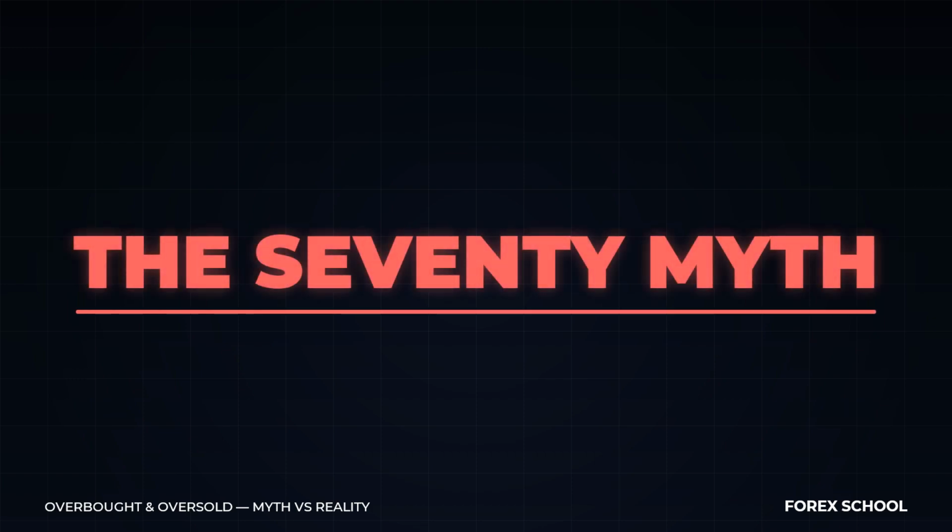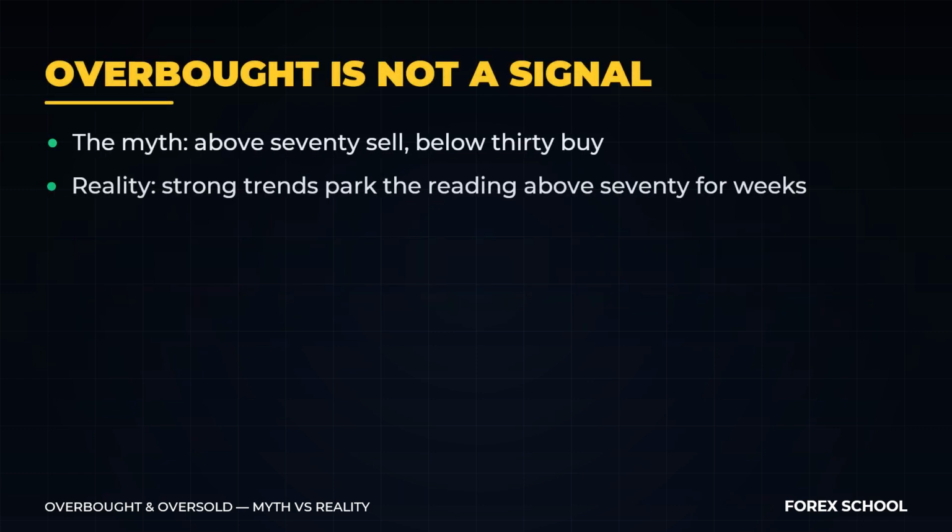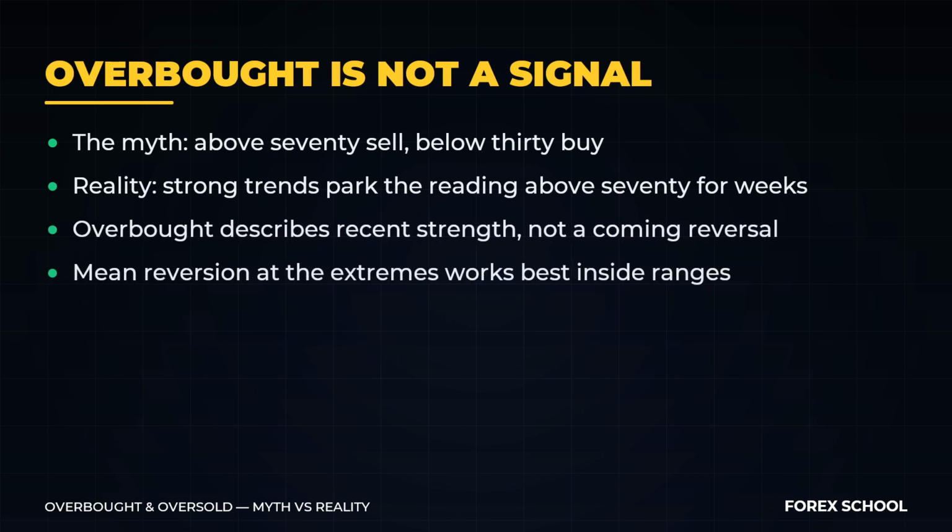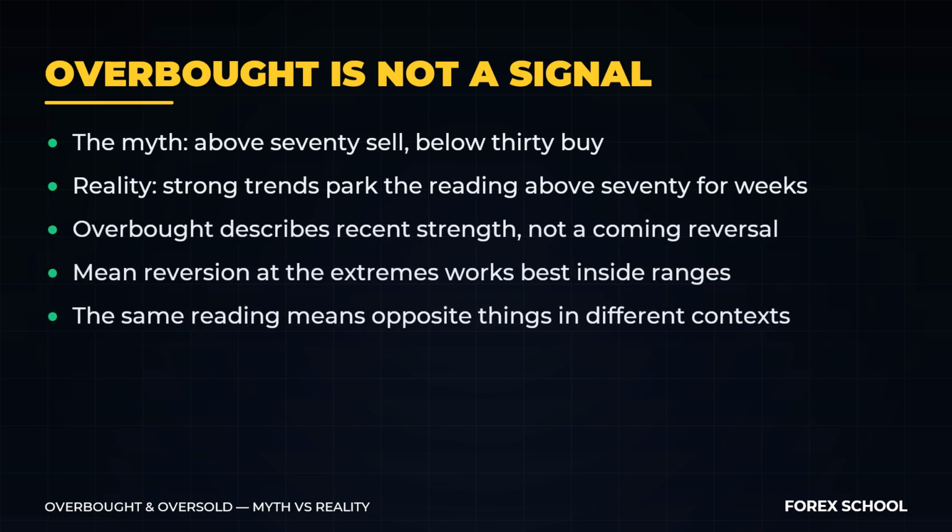Now for the most expensive misunderstanding in all of indicator trading, what overbought actually means. The myth goes like this: when RSI rises above 70 the market is overbought, so it must fall; when it drops below 30 it is oversold, so it must rise. It sounds tidy, and in a strong trend it is a machine for losing money slowly.